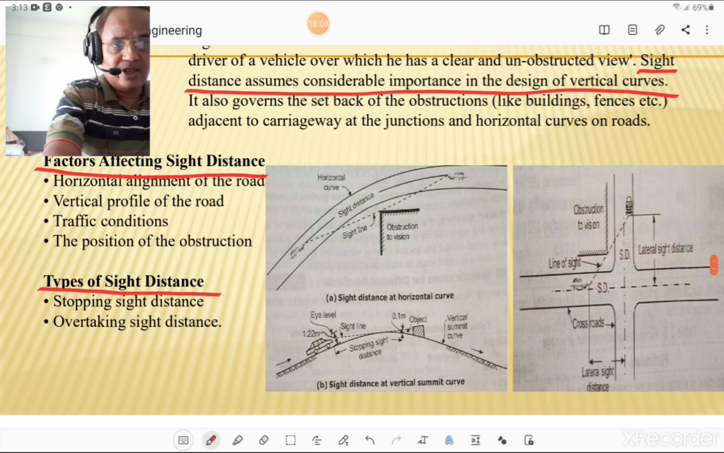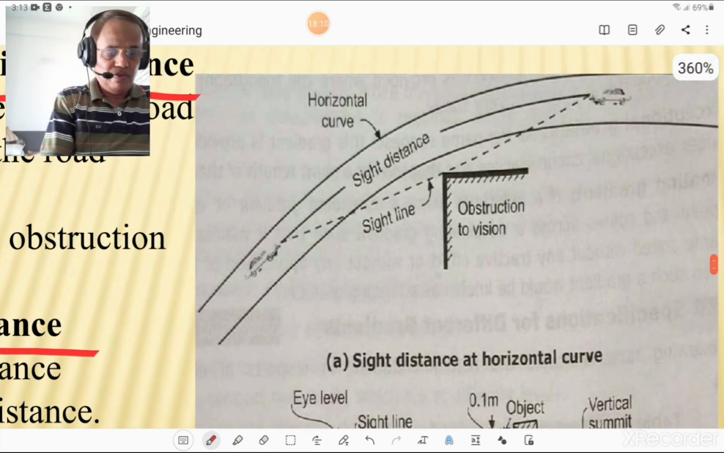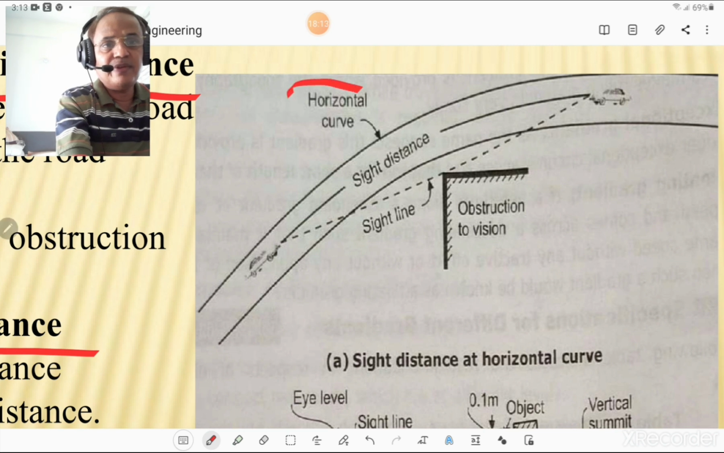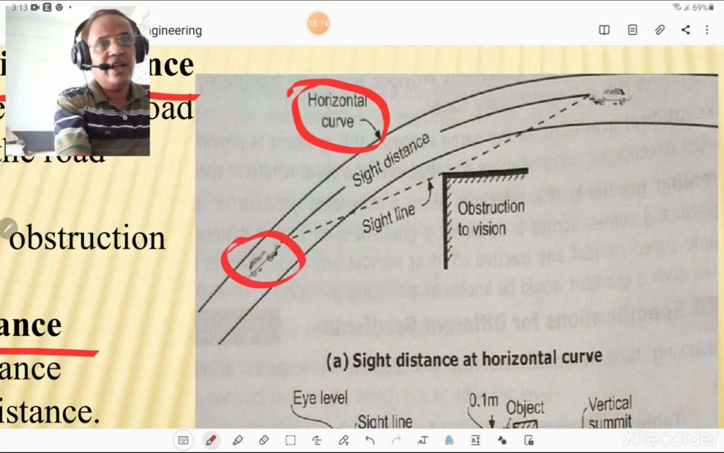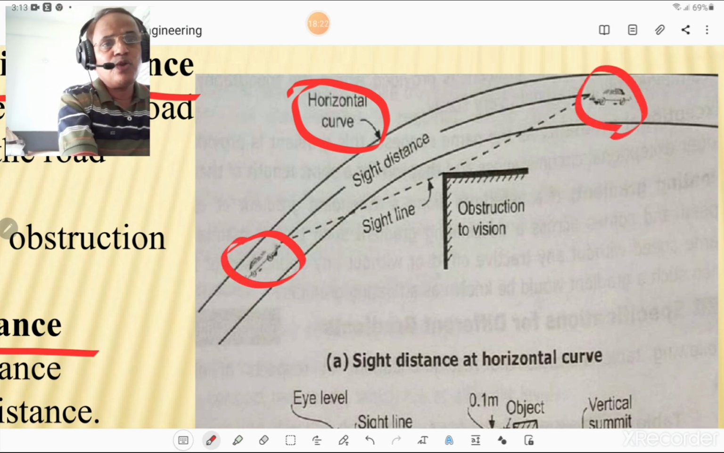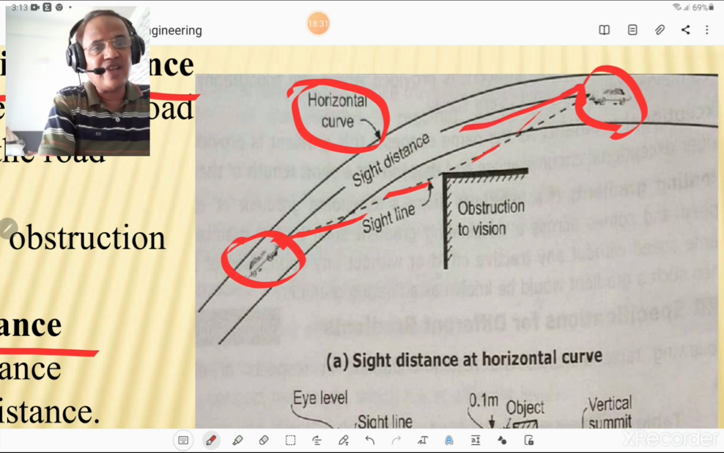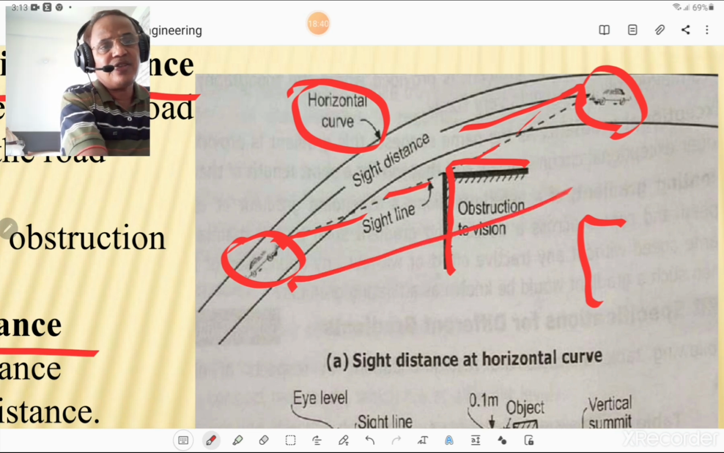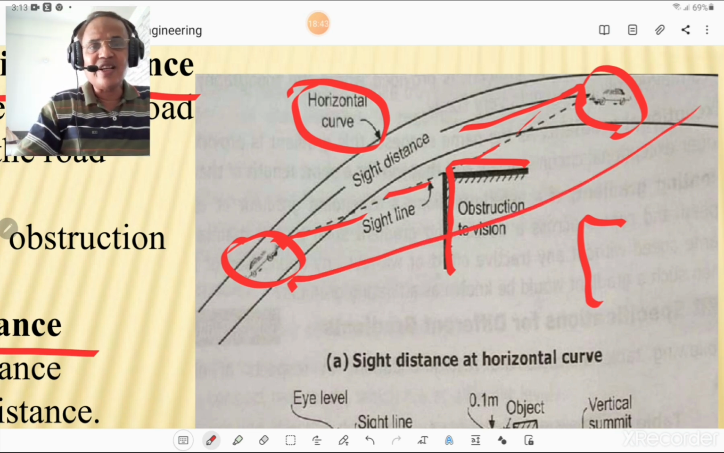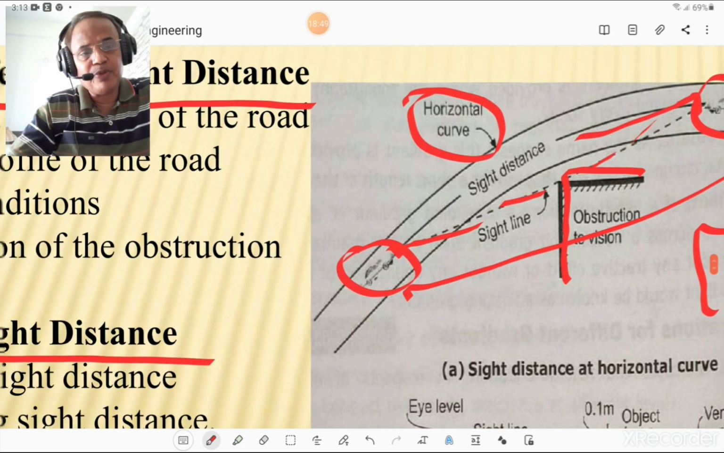First of all, we look at these figures. First figure, please look at this first figure. This is the horizontal curve, and what is the sight distance? This is the vehicle, and this is the other vehicle. So this is the sight line of two drivers, and the distance between these two vehicles is termed as sight distance. Why? Because here is the obstruction to the vehicle. If this obstruction is removed, then this sight distance might increase. So for sight distance at the horizontal curve with obstruction, you must know what the sight distance is and what the purpose of that obstruction is.